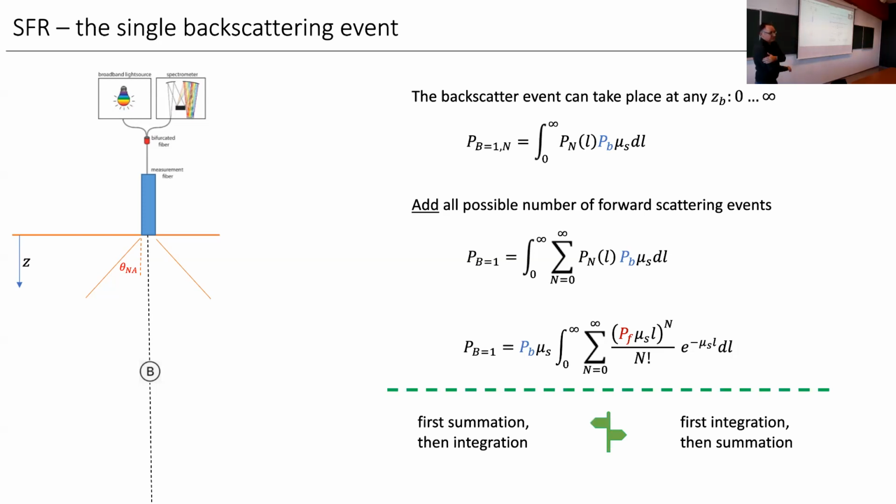Now, you can do two approaches. You can do the summation first and then carry out the integration, or you can do the integration first and then the summation, and then the expression for the reflectance probability. Reflectance probabilities for one single scattering event and any number of forward scattering events.